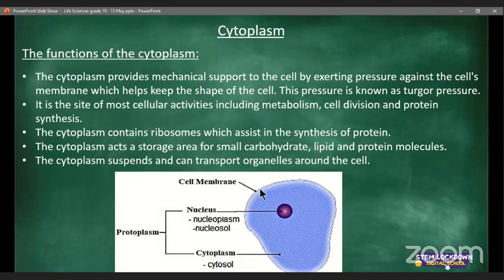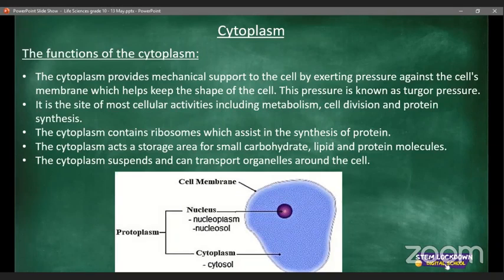In this case, this is an animal cell because there is no cell wall. This is how an animal cell looks. We cannot tell what shape this is. It is an irregular shape, and the outermost layer is the cell membrane.